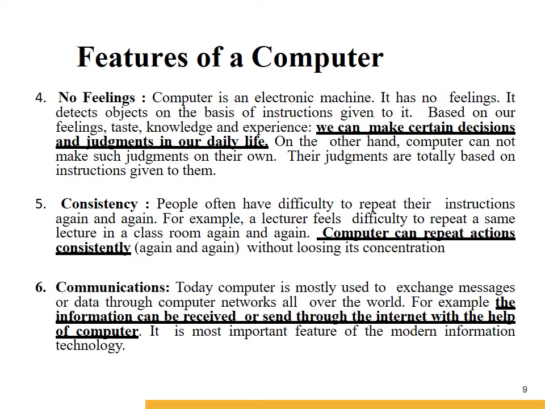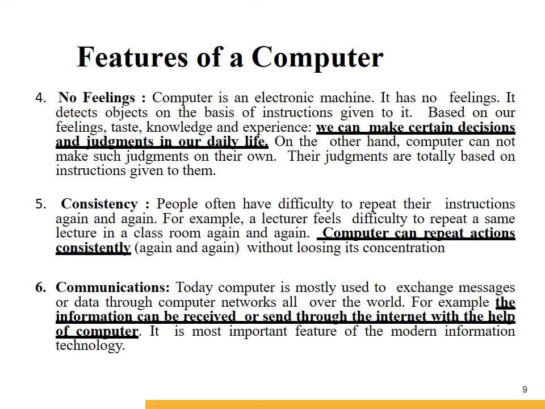So now next, a computer is an electronic machine. It does not have any feelings. It acts on the basis of instructions given to it. Based on our feelings, taste, knowledge and experience, we can make certain decisions and judgments in our life. On the other hand, computers cannot make such kind of judgments on their own. Their judgments are totally based on what? On instructions given to them.